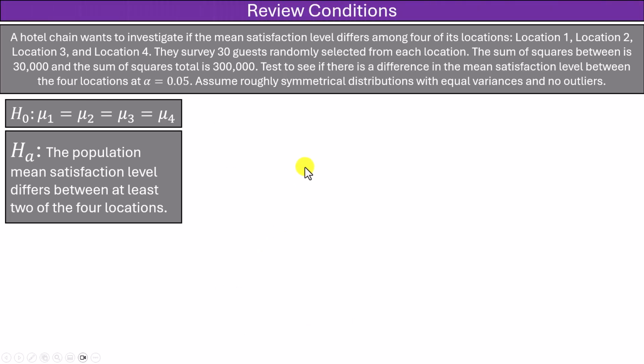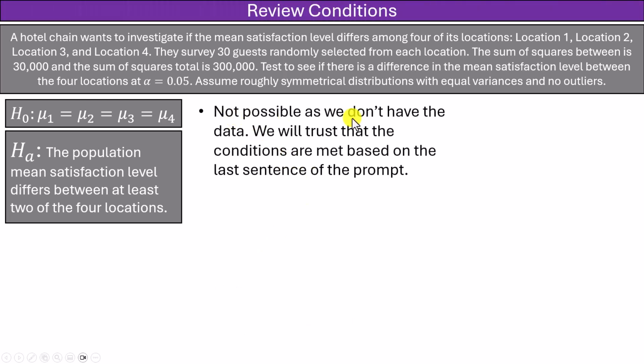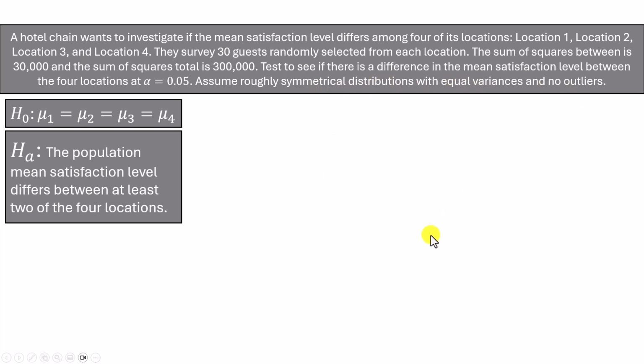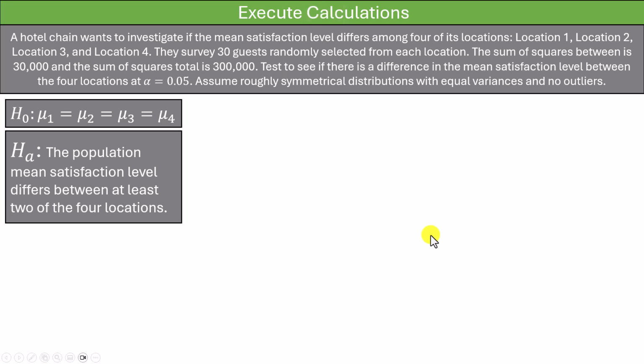Next, we can move on to the review conditions step, which is not really possible here because we don't have the data. So we're going to trust this final statement here that says we have roughly symmetric distributions with equal variances and no outliers. Next, we can go ahead and execute the calculations.